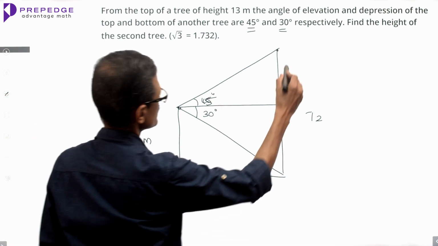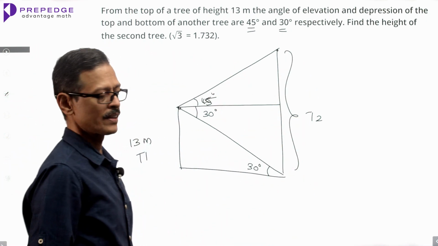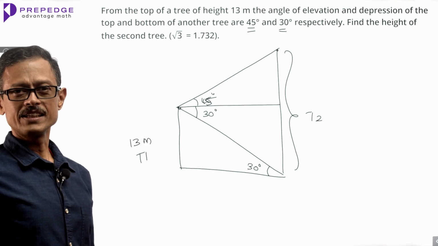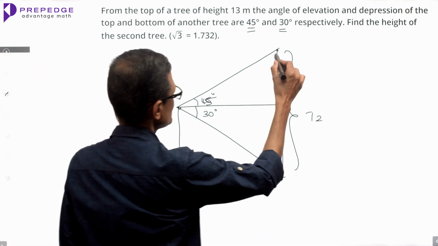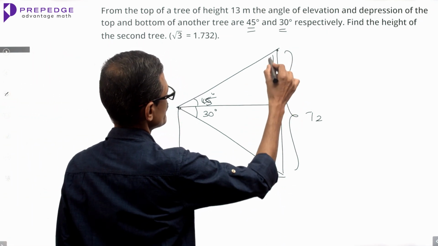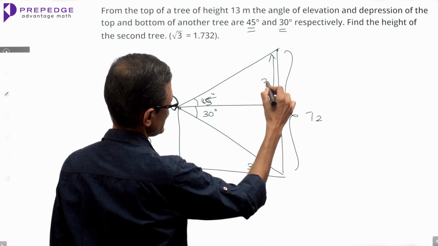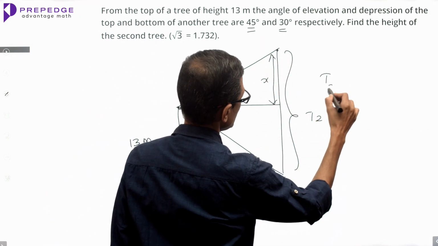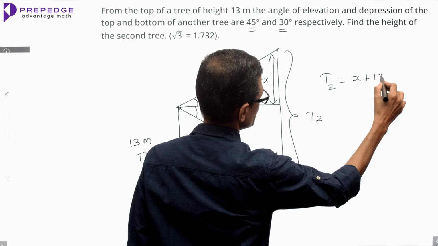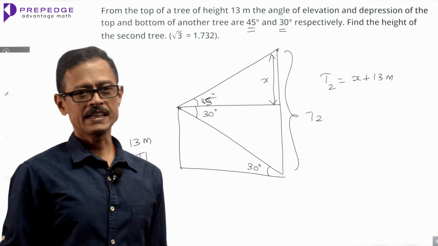What we need to find is the height of tree 2. We know the height of tree 1, 13 meters. If we find this distance, we'll call it for example x, the height of tree 2 is x plus 13 meters. This is our final objective.